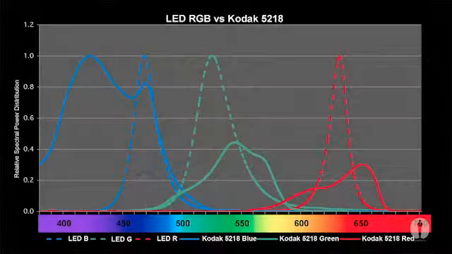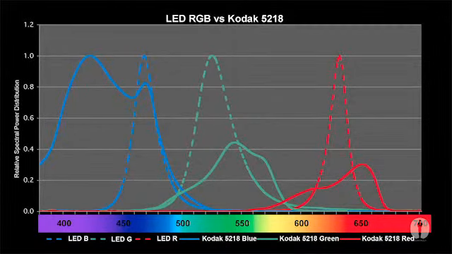Then there is the red, green, blue LEDs with a trace like this. In this trace we can see that the blue and red emission corresponds well with the film sensitivity. The green emission is off the green sensitivity peak.